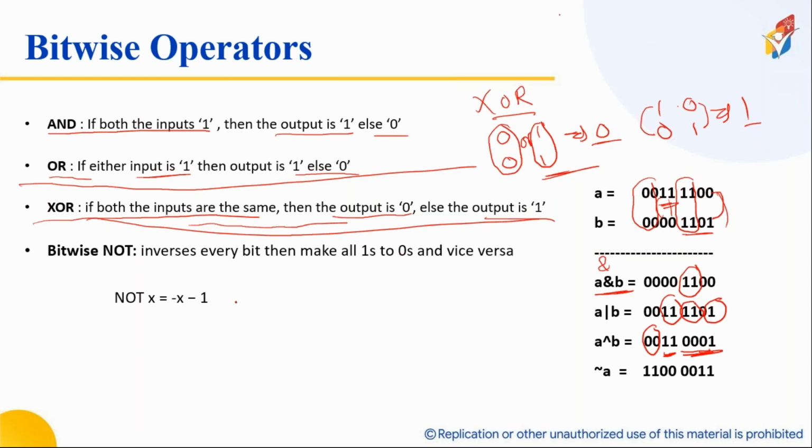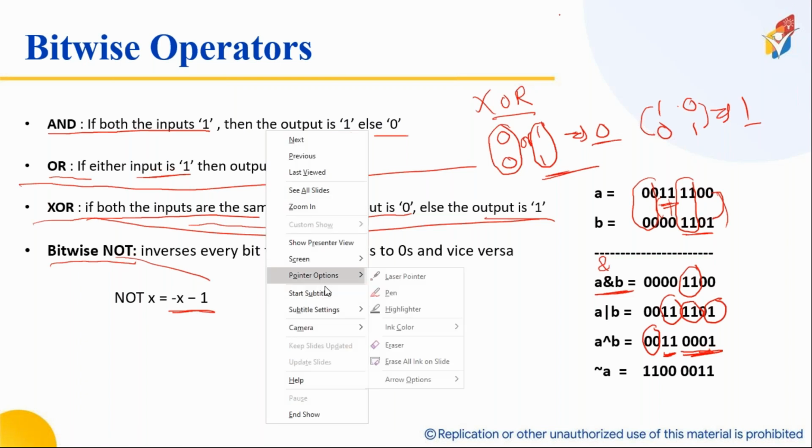Now the fourth operation is called the bitwise NOT operation. In order to write in the technical examination, you can use the direct formula: NOT of x is equal to minus x minus 1. Now let me discuss some examples in the next slide. Shall I continue?